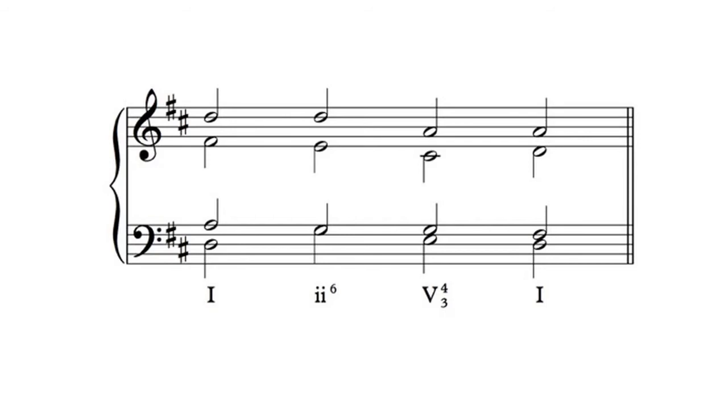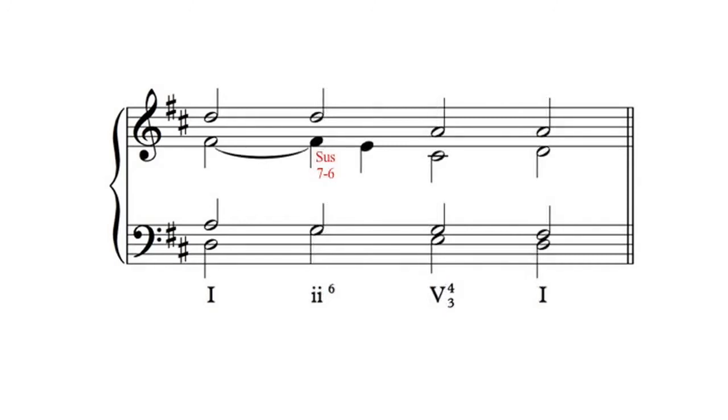Looking through that progression, I have several opportunities to put suspensions. I'm looking for anywhere where I have a step down in the texture. Taking a quick look at this, I see that from the first chord to the second chord, I have two opportunities there. In the alto voice, my F sharp will step down to an E, and that will create a 7-6 suspension. And that sounds like this.